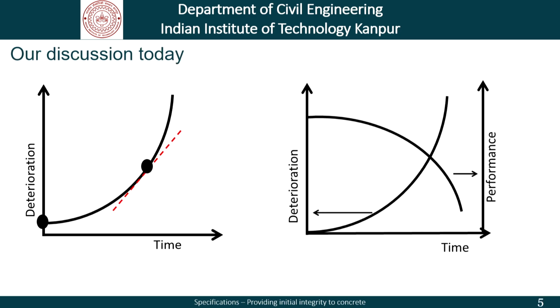So, moving on, the discussion today basically starts from these 2 graphs which we have often seen: the variation of deterioration over time and the variation of performance over time. This is something which we are familiar with from different modules that we have used.